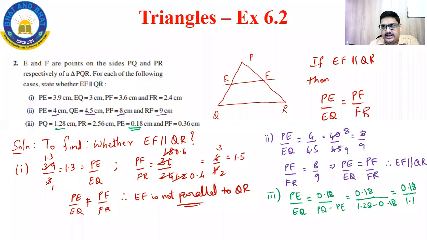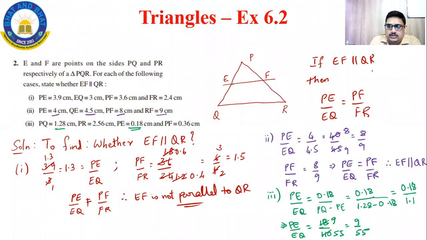Yes, students, is that correct? So how do I convert this now? That is nothing but PE divided by EQ, equal to... I will multiply by 100 so that this becomes 18, and I should also multiply the denominator by 100. So I'll get it as 110. Once I do this, 2 nines are 18. So the ratio is 9 divided by 55.